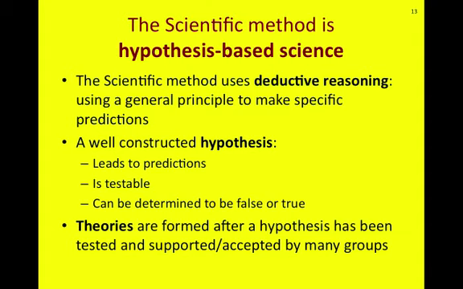Now, after you have tested your hypotheses, plural of hypothesis, if your hypothesis is supported and confirmed by others, not just your lab group, but by all others in the nation or the world that study something similar, then we can derive what we call a theory. Theories are formed after a hypothesis has been tested and supported and accepted by many groups.